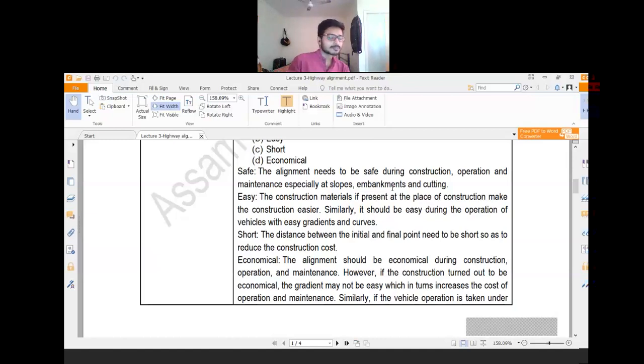Therefore, during construction, you can think that if we increase some gradient, we can reduce some construction cost. But after constructing, what happens if the gradient is more? The energy used by the vehicles to overcome that gradient will also be more. So in that case, the vehicle operation cost will be more. So you have to think about those scenarios also.